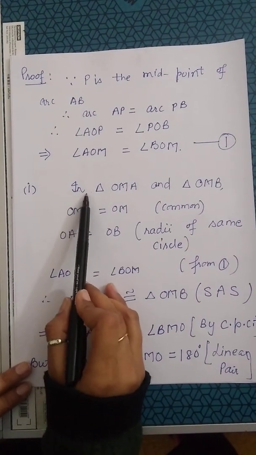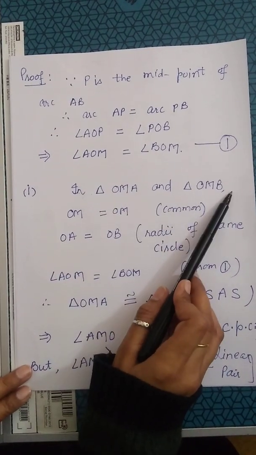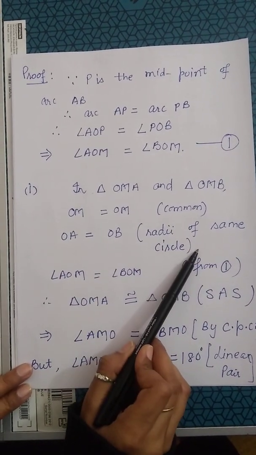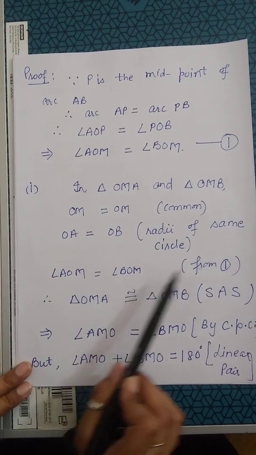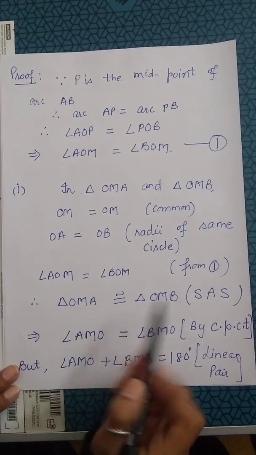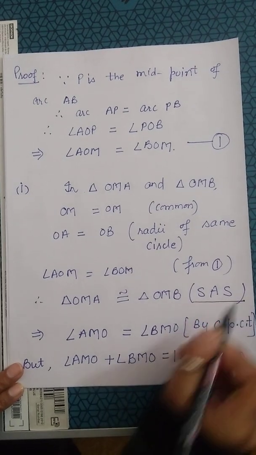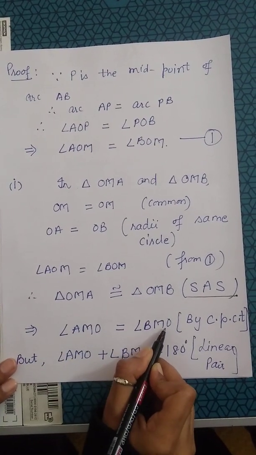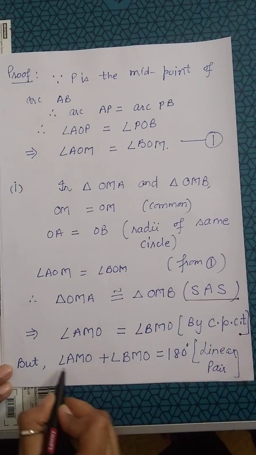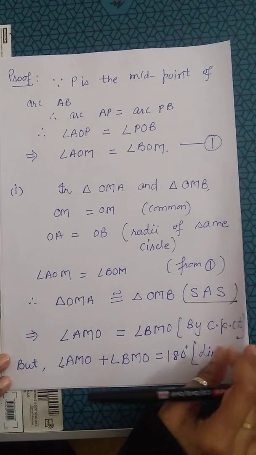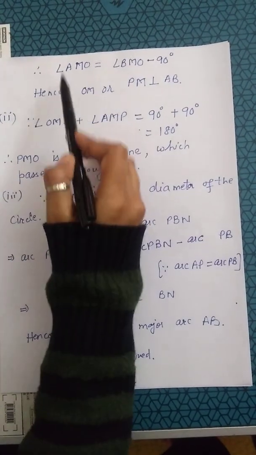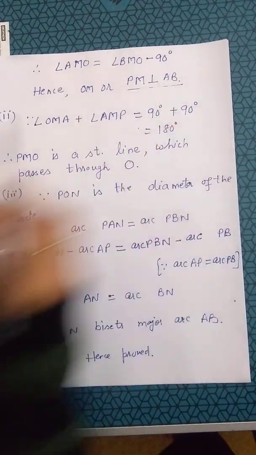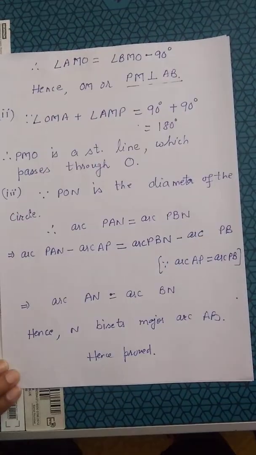Now we will take triangle OMA and triangle OMB. OM is equal to OM, common. OA is equal to OB, radii of the same circle, and angle AOM is equal to angle BOM from 1. Therefore, triangle OMA is congruent to triangle OMB by SAS congruency rule. This implies angle AMO is equal to angle BMO by CPCT. But we know angle AMO plus angle BMO is 180 degrees, linear pair, and this shows that AMO is equal to BMO, each 90, or we can say PM is perpendicular to AB. Hence we proved part 1.